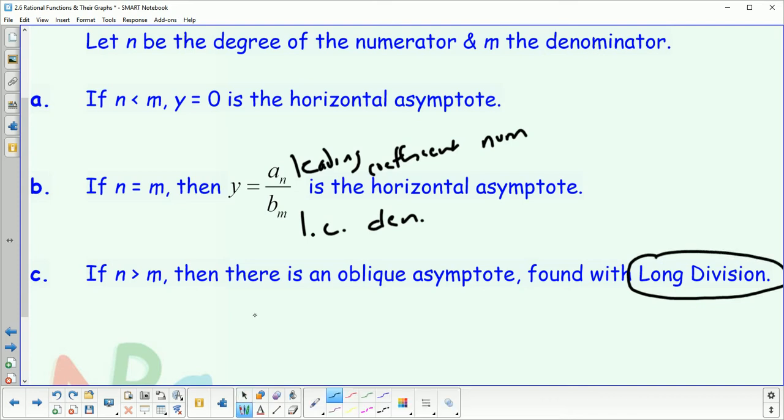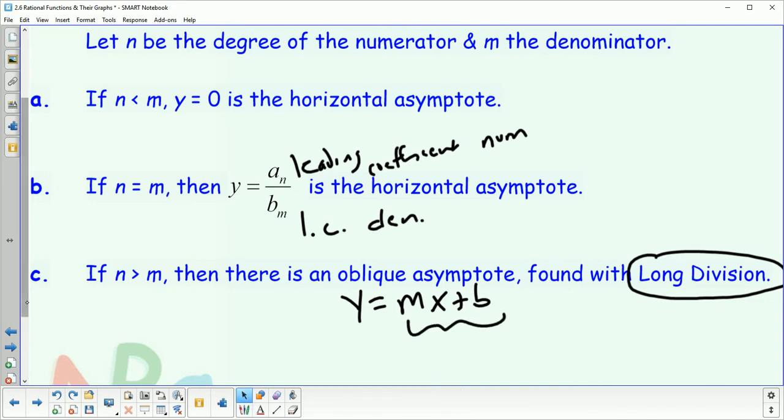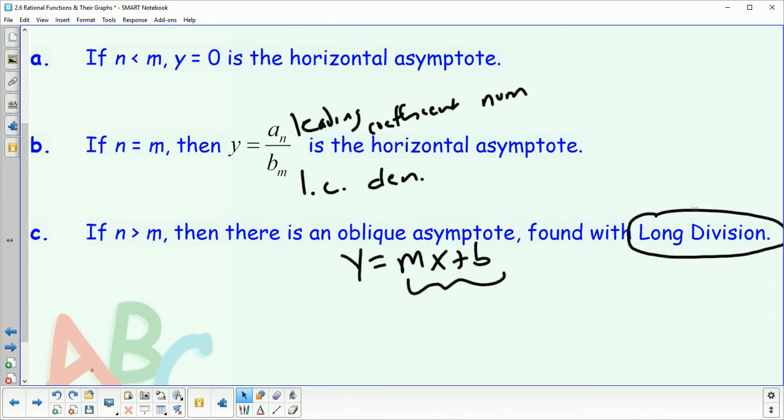what your equation is. So your oblique asymptote is going to end up with some equation in slope-intercept form, y equals mx plus b, where this mx plus b is the answer to your long division. It doesn't matter if you have a remainder or not. We can just ignore that. You're just going to get mx plus b.